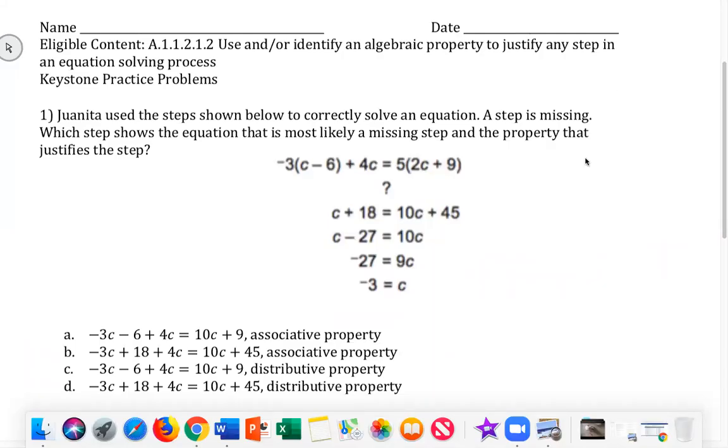All right, so Juanita used the steps shown below to correctly solve an equation. One step is missing. Which step shows the equation that is most likely the missing step and the property that justifies that step?